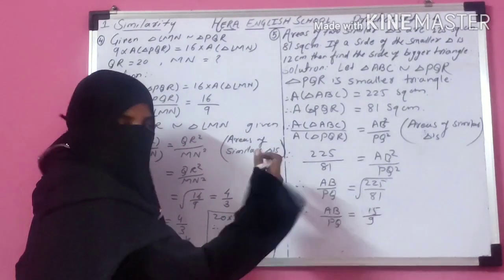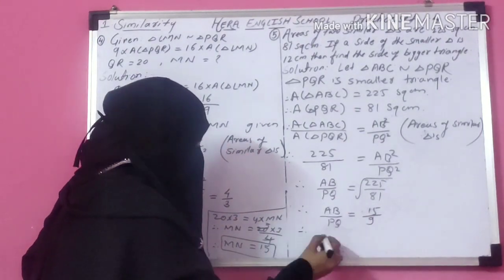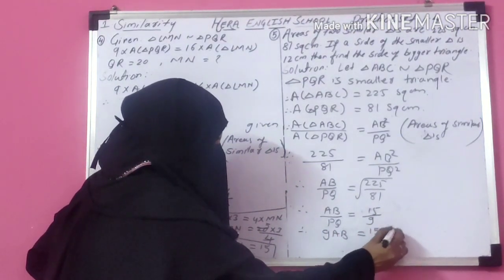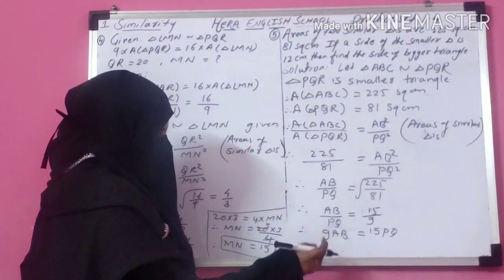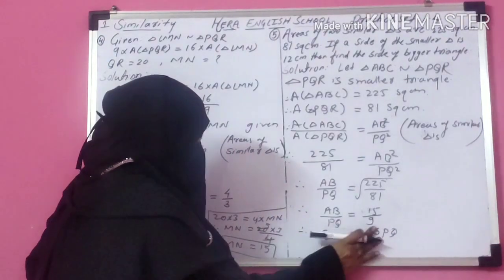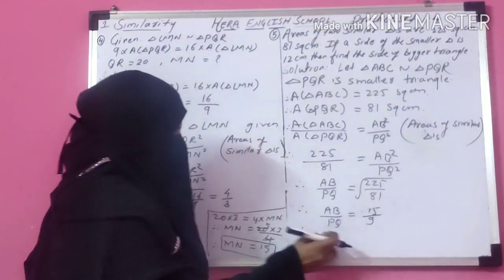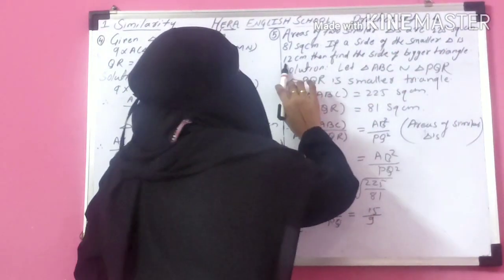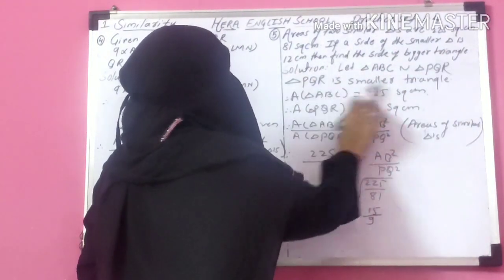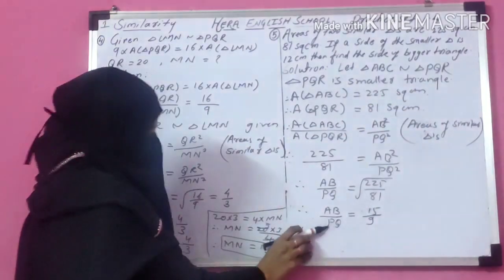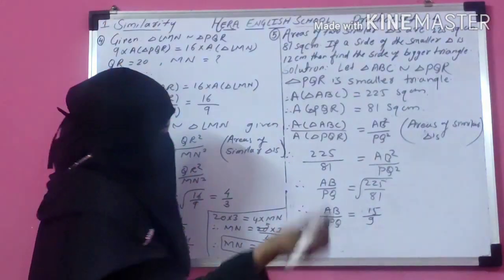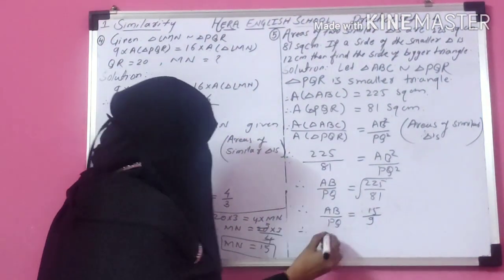Now the next step is cross multiply. So 9AB is equal to 15 times PQ. Now substitute the value, the value is given. The side of the smaller triangle is 12 centimeter and your triangle PQR is smaller, and PQ is the side of the smaller triangle. That means the PQ value is 12.